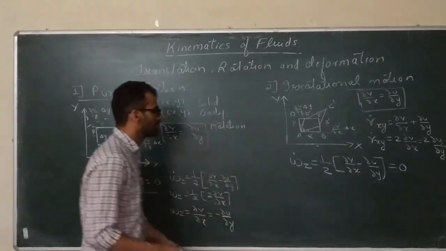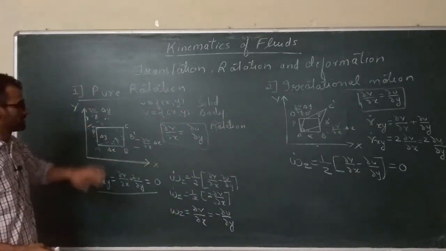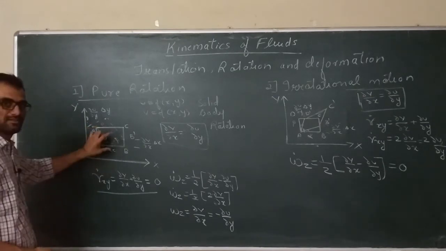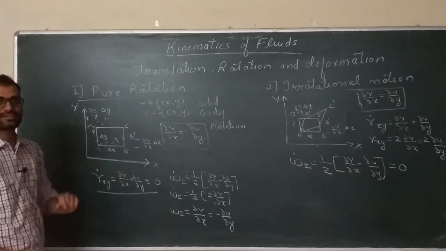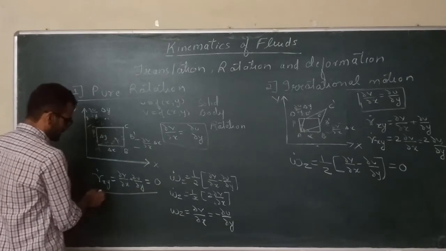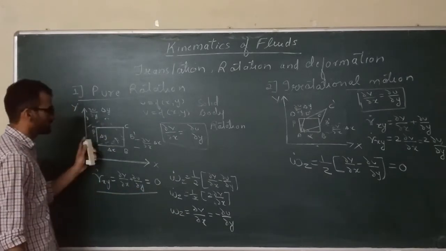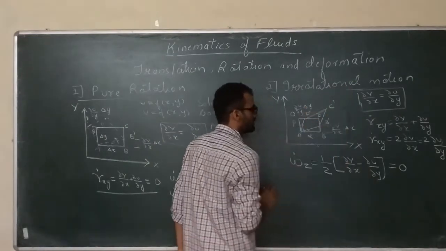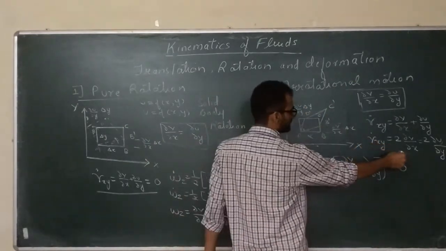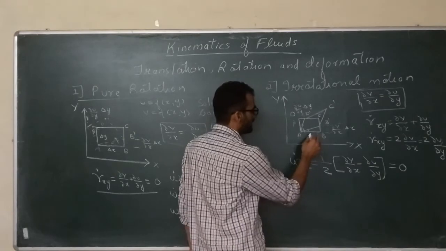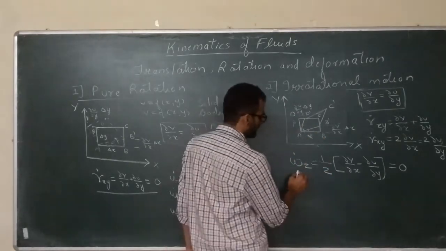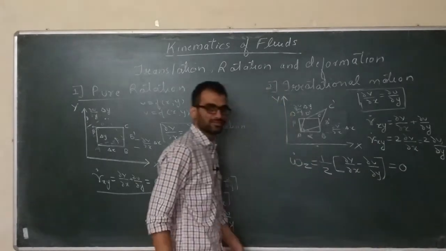So these two are the special cases. In the first case, we saw that the element will only rotate, a purely rotational motion without any shear deformation. And in the second case, we saw an irrotational motion where we have shear deformation and the angles are equal, alpha equal to beta, but there will be no rotation. So these are the two special cases.